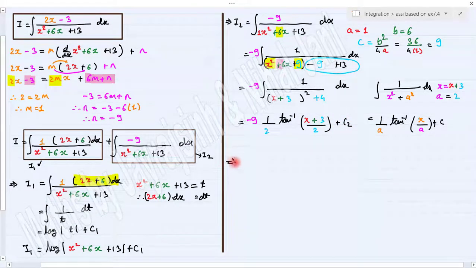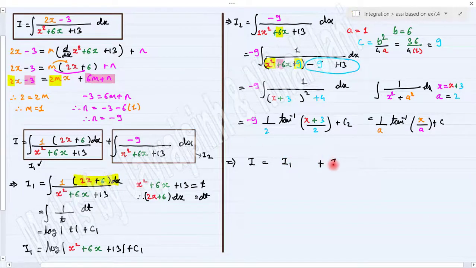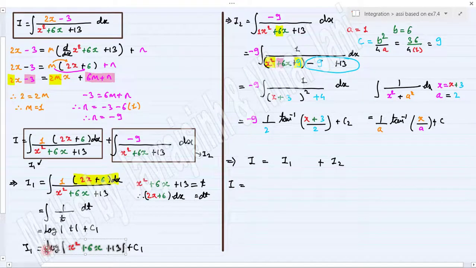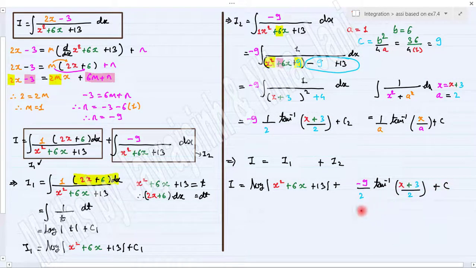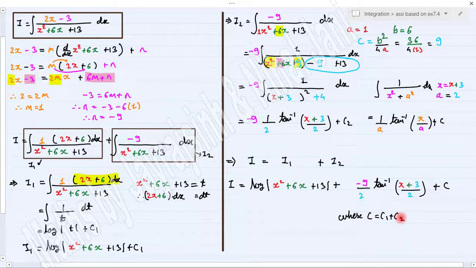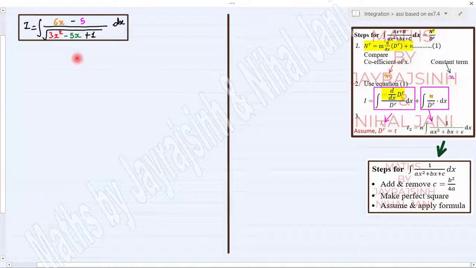So, if you remember the original question, your I is I1 plus I2, and we have the value of I1 and your I2 plus c, where your c is c1 plus c2. So, tada! We get our final answer.